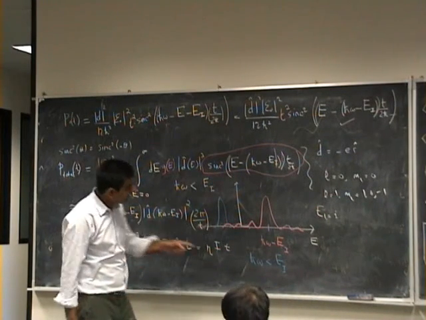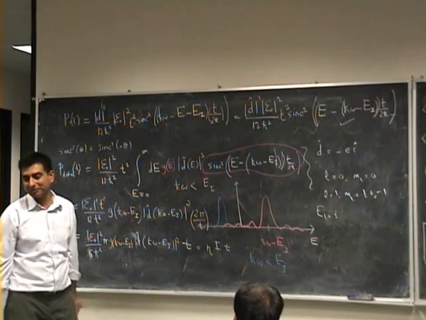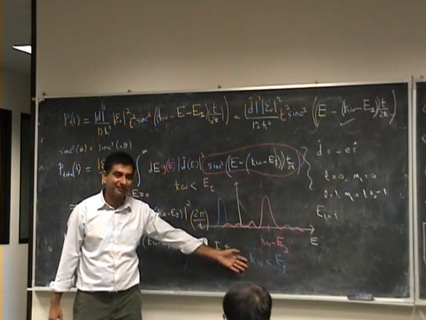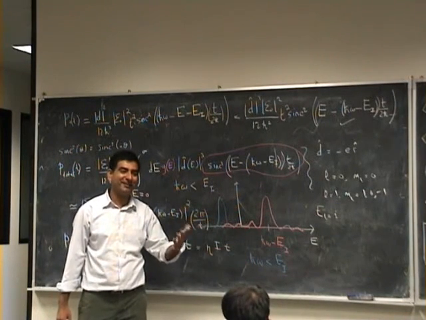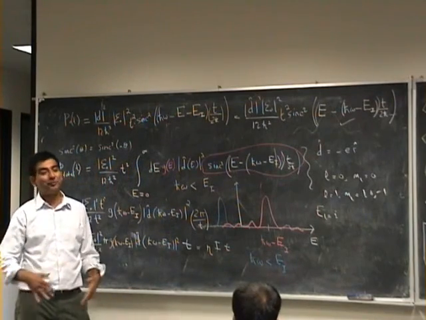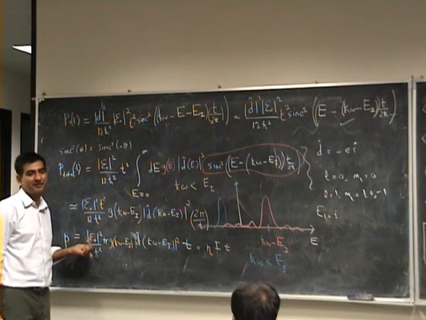So if H bar omega is less than EI, this integral is going to be 0 and no photoelectrons will be there. And this is what you observe. This is the quantum effect. That if the incoming radiation has a frequency smaller than this, it will not eject any photoelectron, no matter how strong E square is, no matter how strong the intensity of the incoming radiation is.